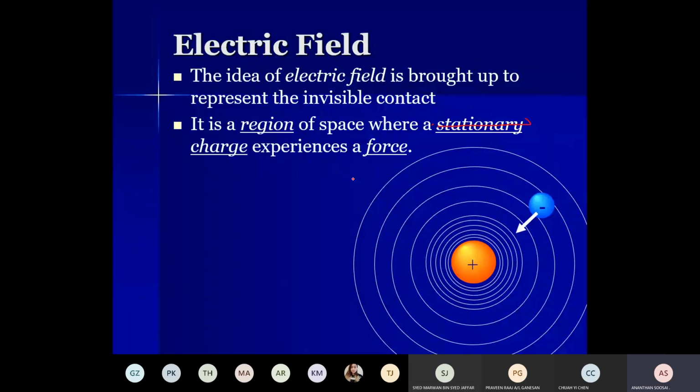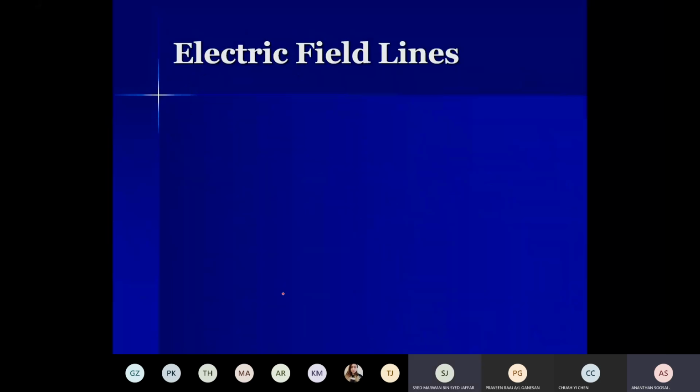Okay, good. That's A2. So for the time being, what is electric field? A region where a charged particle experiences force. Of course, the force can be attractive or repulsive, depending on the nature of the charge. You know that.